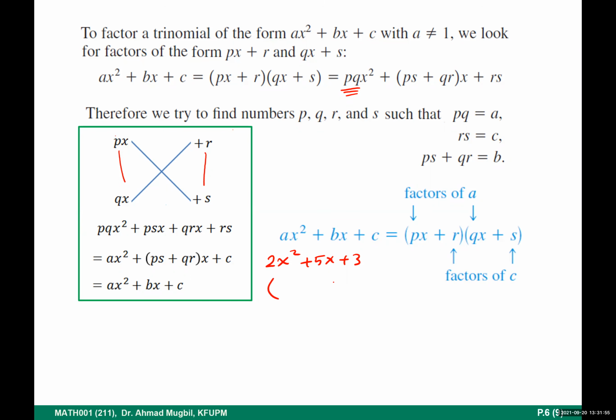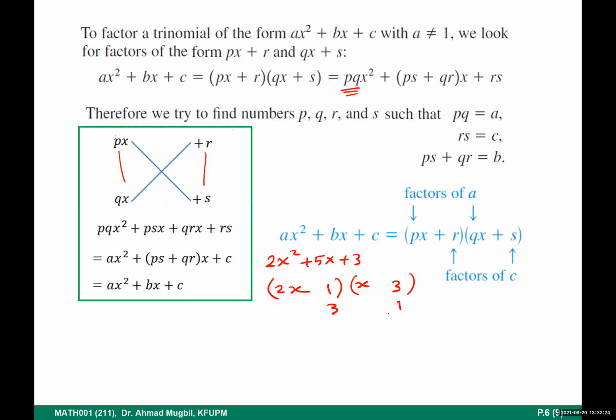Now, it is about writing this as a product of two factors. Now 2x squared, we are lucky here. 2 is a prime number, so it is just 2 times 1. So it is 2x times x. This is the only option. We don't have other options. Now for 3 also, it is a prime number, so it is 1 times 3. The problem here is it could be 1 here and 3 here, or 3 here and 1 here.